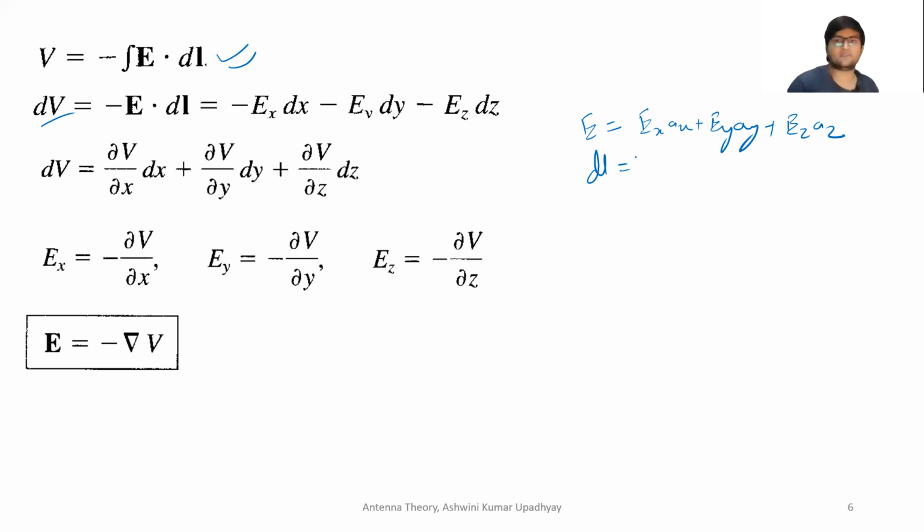We have discussed in the first unit, and it can be written in Cartesian coordinates as dx ax plus dy ay plus dz az.